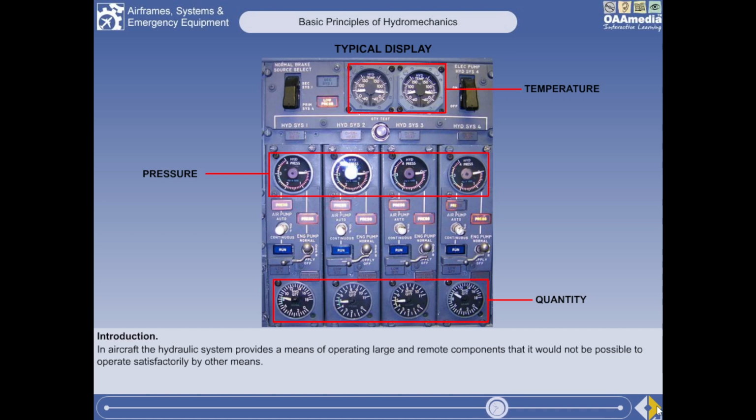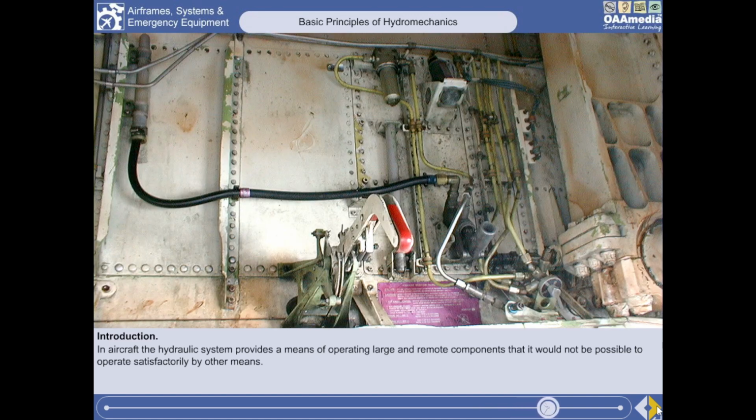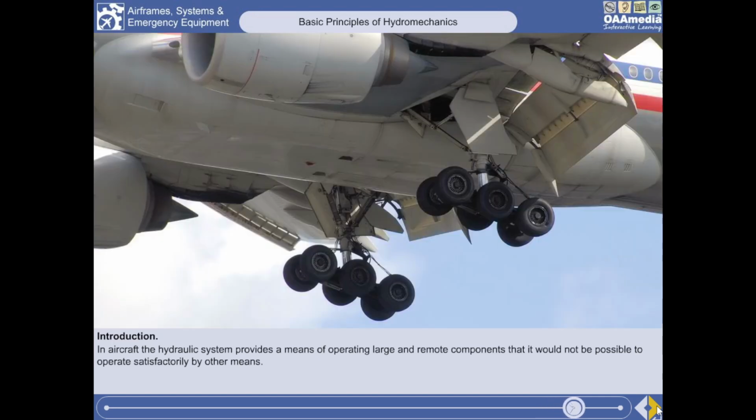We will examine the controls and indicating systems required to allow the flight crew to operate and monitor the system. And we will examine the components required for ground servicing purposes. Finally, we will look at a typical hydraulic system as fitted to a modern airliner.